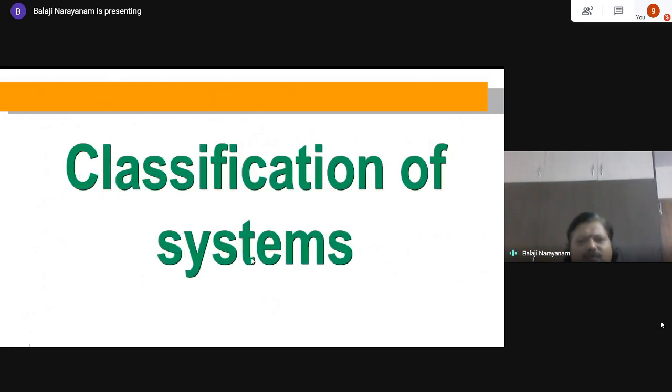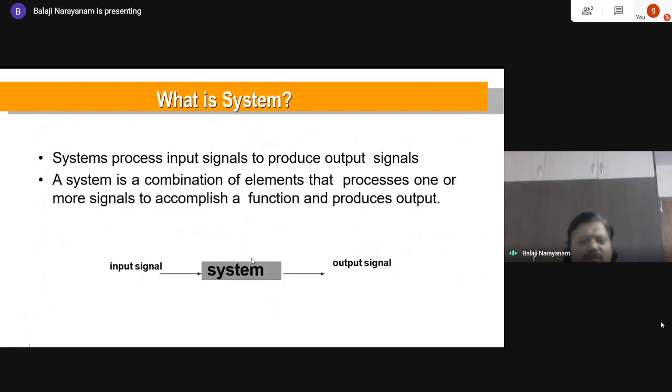And now let us move on to the classification of systems. Now this is very important for us, and you may get a good number of problems in the GATE exam based on the classification of systems. So already we have defined what a system is. Systems process an input signal to produce an output signal. So what is the system going to do? The system is going to process an input signal and produce an output signal. What is a system? It is a combination of elements that processes one or more signals to accomplish a function and produces the output.